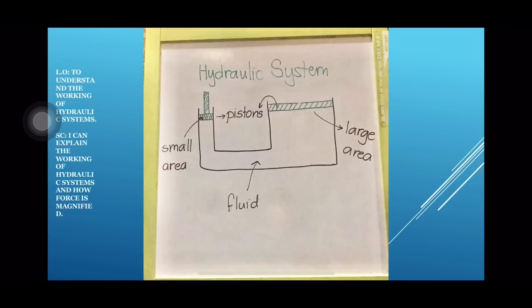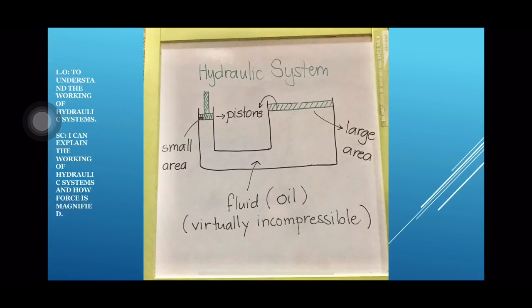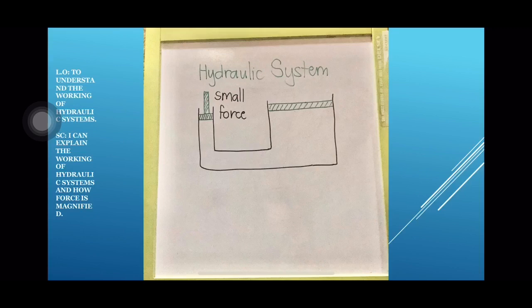They use fluids because they are virtually incompressible. The fluid used in a hydraulic system may be water or oil. There should be no air bubbles inside the system. A small force applied on the master piston will create a pressure in the system, and this will magnify the force, and in turn, this force will be able to lift extremely heavy objects.